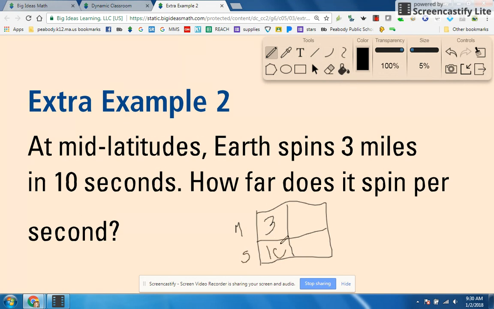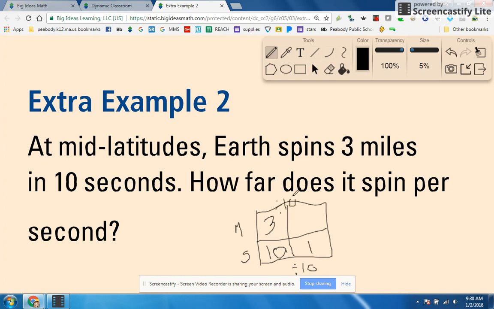It says, how far does it spin per second? So that means the 1 second is going to go over here. So how do I get from 10 to 1? I divide by 10. So remember, you have to figure out what you can multiply or divide by. So I can divide, and it goes in evenly. So that means I'm going to divide the top by 10.